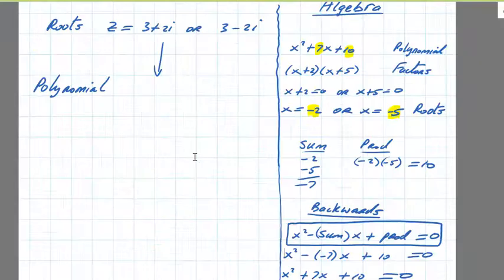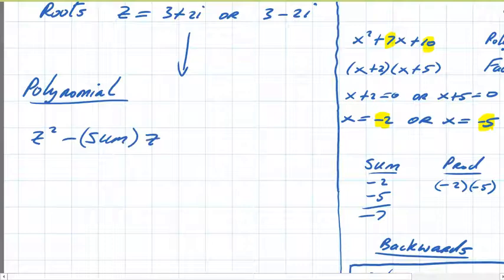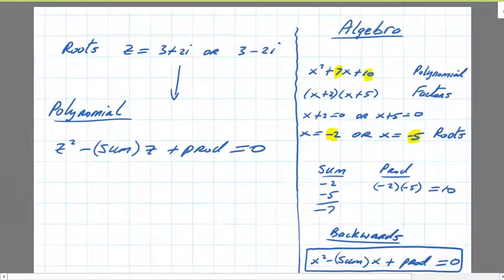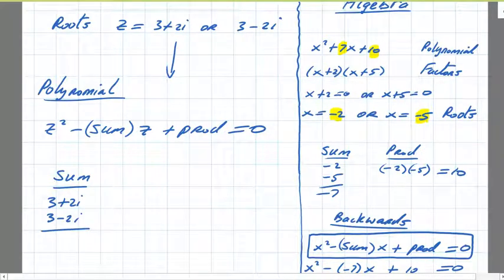So now we can just use that formula. The formula is z squared minus the sum times z plus the product equals 0. So let's do that then. The sum is 3 plus 2i and 3 minus 2i. The two i's cancel and 3 plus 3 is 6, so the sum is 6.